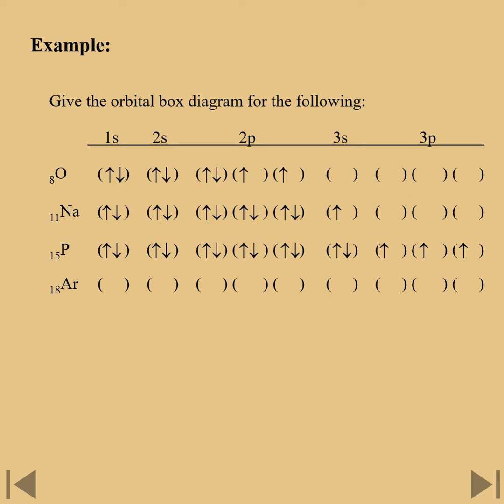Okay, next we have argon with 18 electrons, and so 1s fills up with 2, one up, one down. 2s fills up with 2, one up, one down. 2p fills up with 6, so all 3 get one up and one down. 3s fills up with 2, one up, one down. And 3p fills with 6, so again all 3, one up and one down.